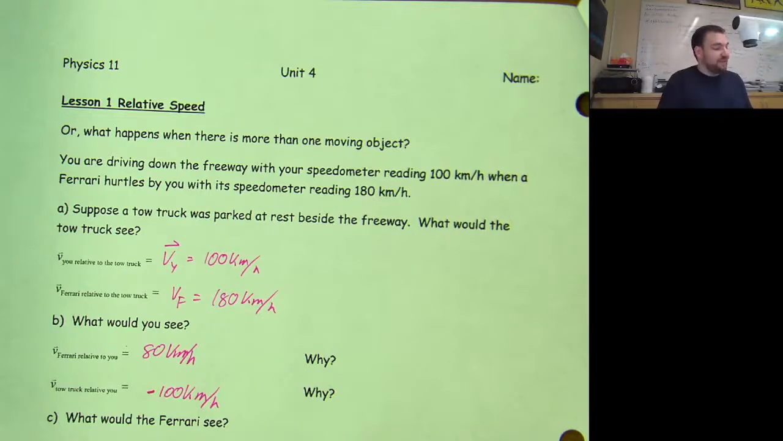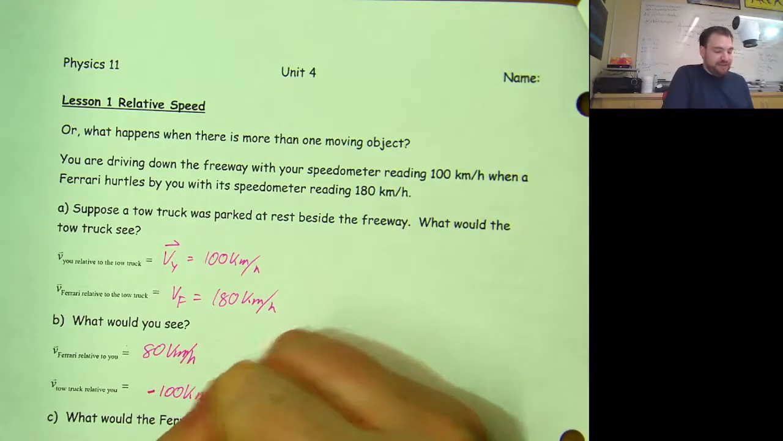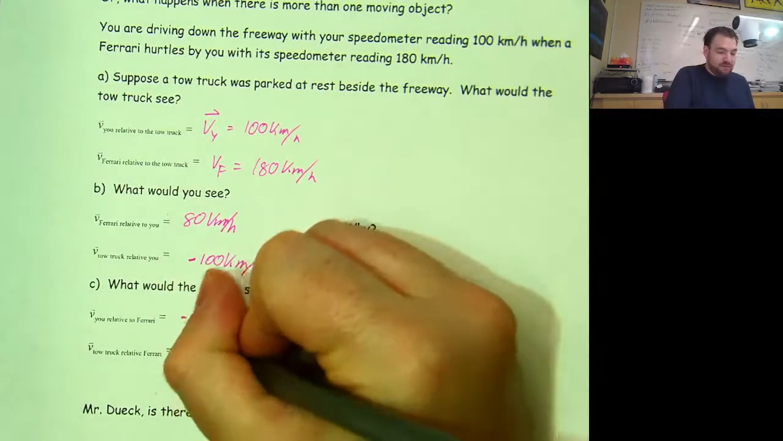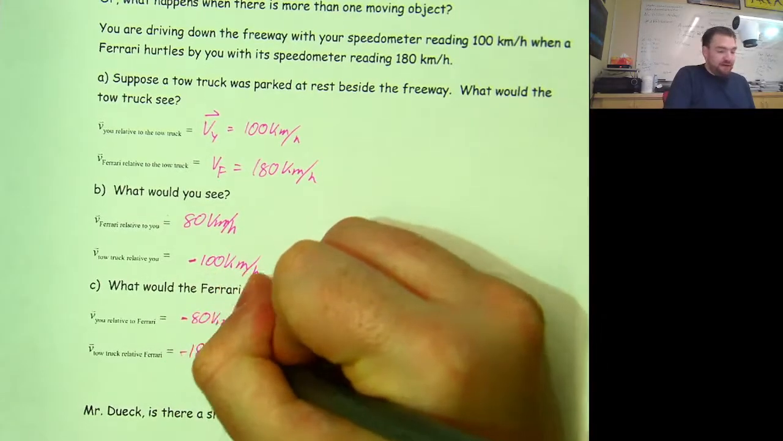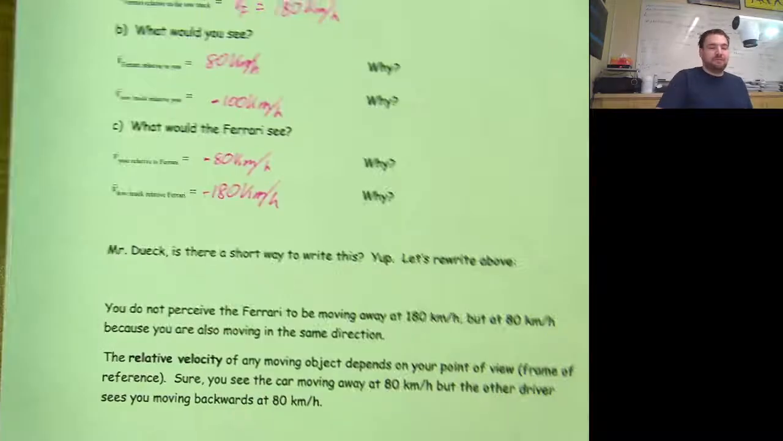What's the Ferrari see? You going backwards at negative 80. And the Ferrari sees the tow truck driver as negative 180 kilometers per hour. Now, I took this from a guy named Mr. Dewick.